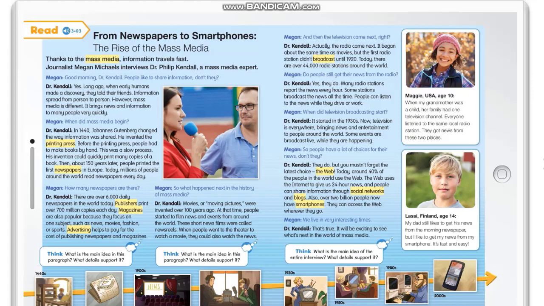They do, but you mustn't forget the latest choice, the web. Today, around 40% of the people in the world use the web. The web uses the internet to give us 24-hour news, and people can share information through social networks and blogs. Also, over 2 billion people now have smartphones. They can access the web wherever they go. We live in very interesting times. That's true. It will be exciting to see what's next in the world of mass media.